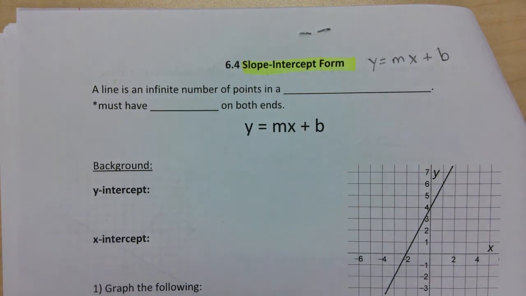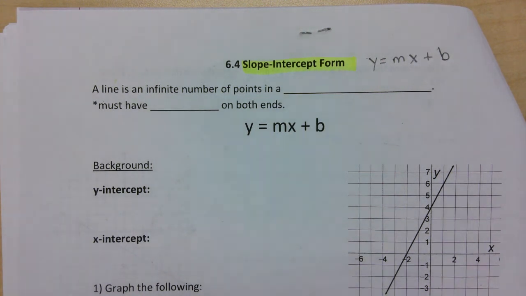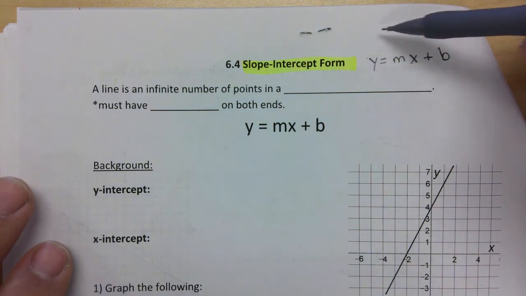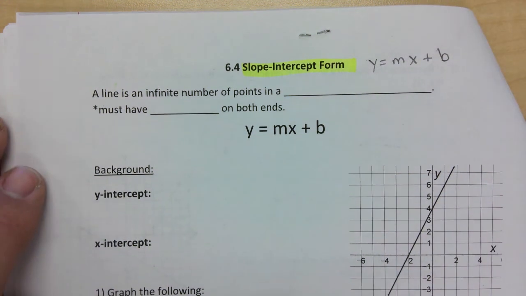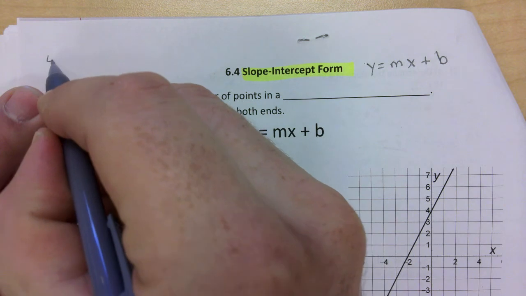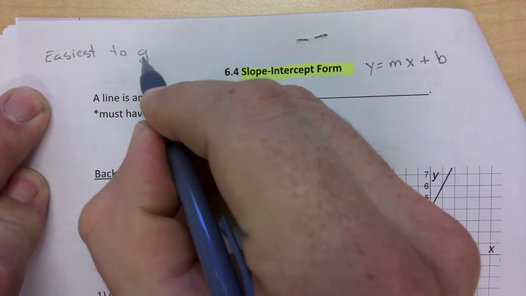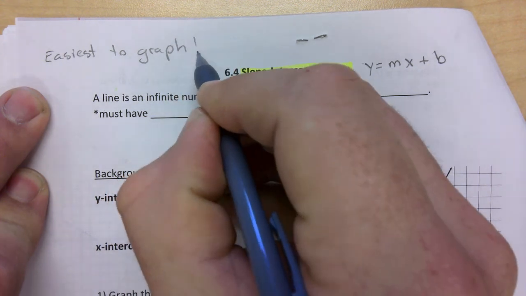So we're going to go through all three forms, and eventually we're going to ask you to go from one to the other, right? We're going to ask you to convert it and rewrite it. So a lot of arithmetic, right? And so we're going to start with this one. This one is the easiest one to graph. I'll put it over here. Easiest to graph. I'll make note of that, right?